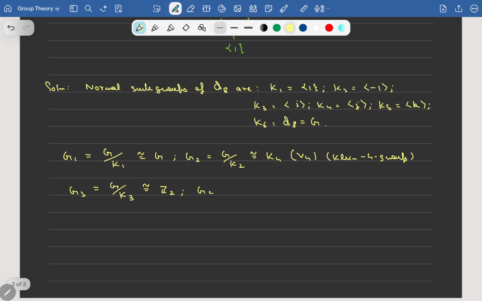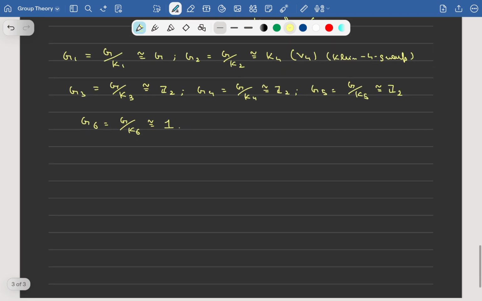And the same happens for all the others. So G4, which is G mod K4, is also isomorphic to Z2. Then you have G5, which is G mod K5. This is also isomorphic to Z2. And finally, you have G6, which is G mod K6, and this is isomorphic to the trivial group 1, which contains only the identity and nothing else.